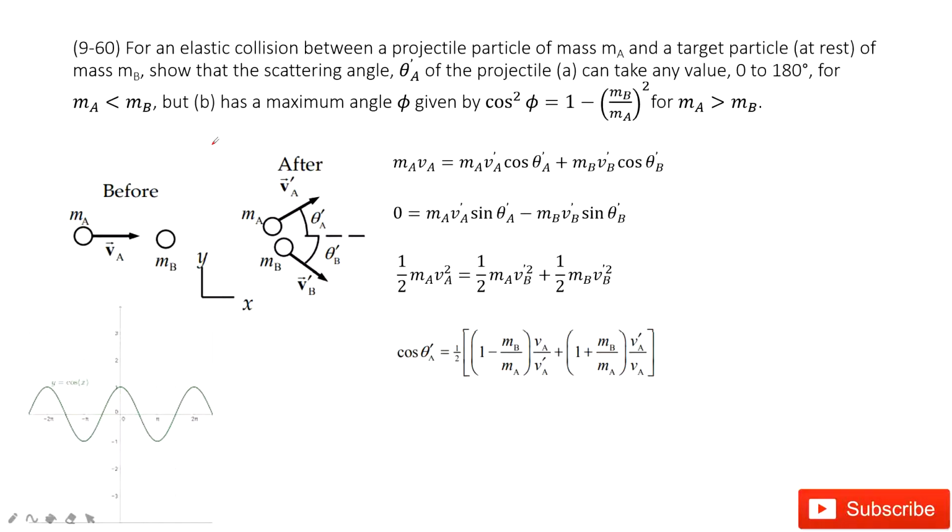Let's look at problem 60 in chapter 9. Chapter 9 is about linear momentum. For this one, we have two particles, A and B, that have an elastic collision, right? After the collision, we find that A moves with VA+ at an angle theta A+ with the X component, and B moves in the direction VB+ at an angle theta B+ with the X direction.